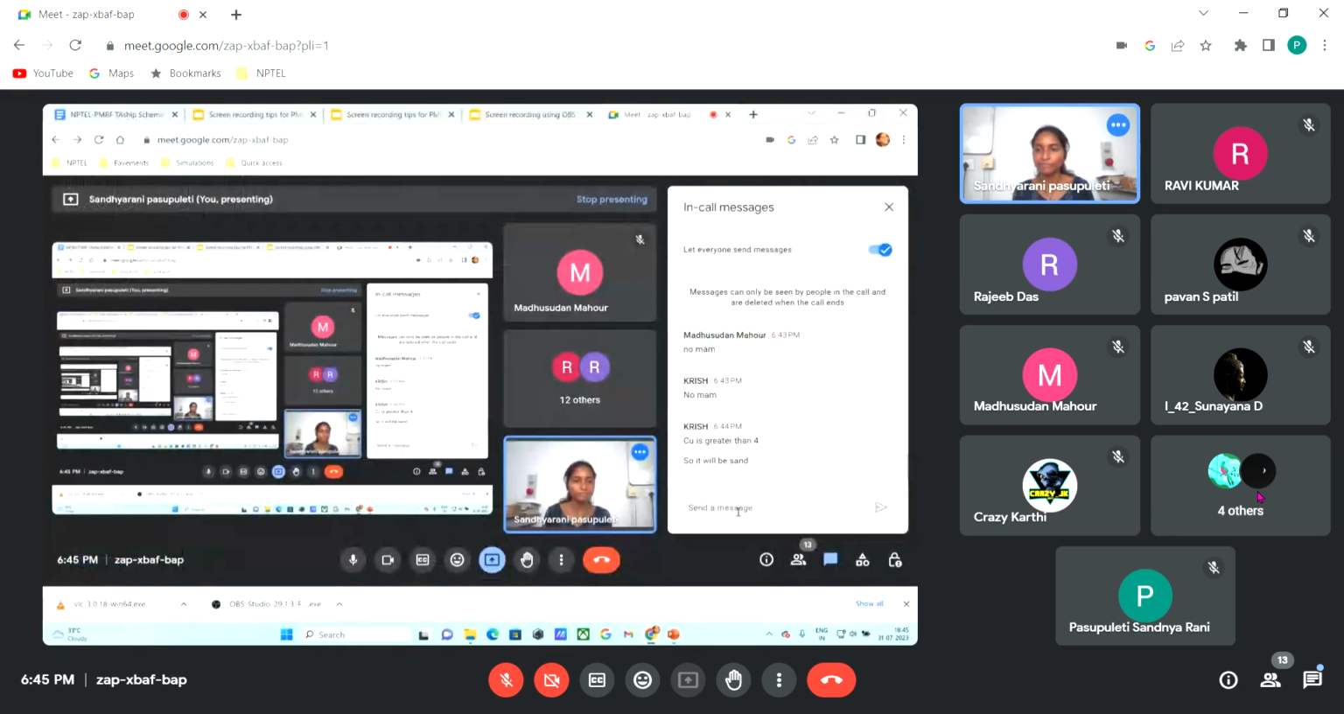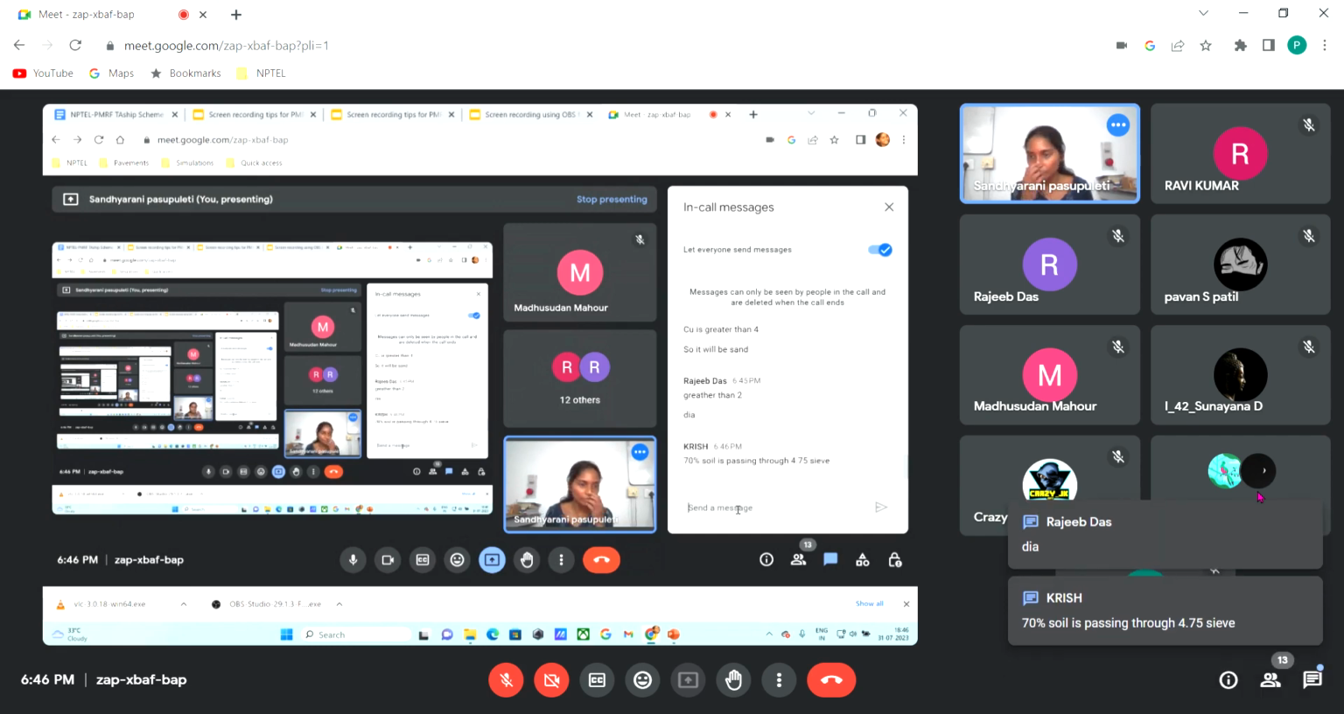Anyone? Krish is saying so it will be sand. We cannot directly come to that conclusion because it can be sand or it can be gravel for the moment. Based upon Cu, because Cu greater than 4 it is gravel, Cu greater than 6 it is sand. So it is satisfying both of them. So we cannot directly tell it is sand. So in addition to the Cu and Cc, yes, 70% of soil is passing through 4.75 sieve.